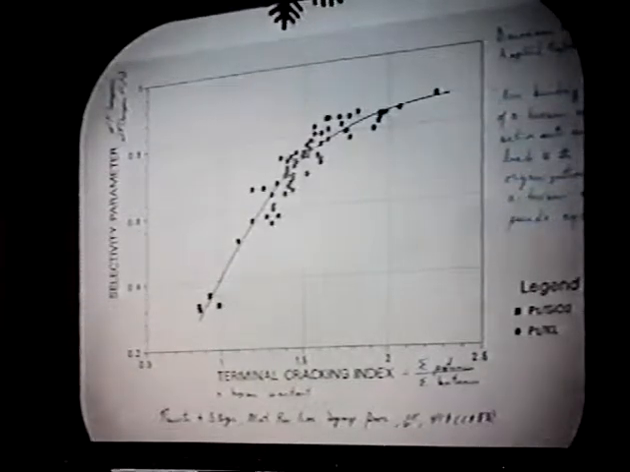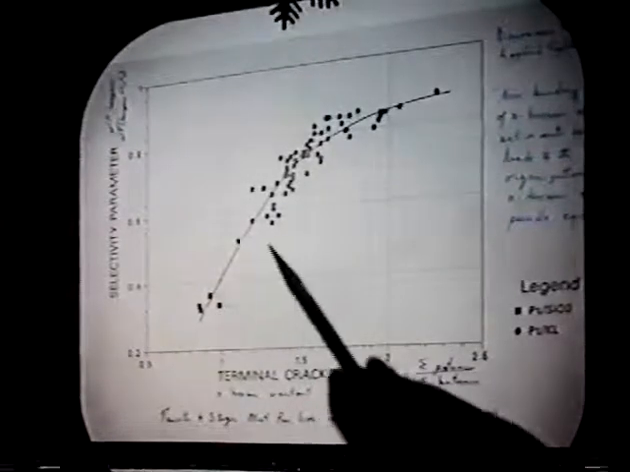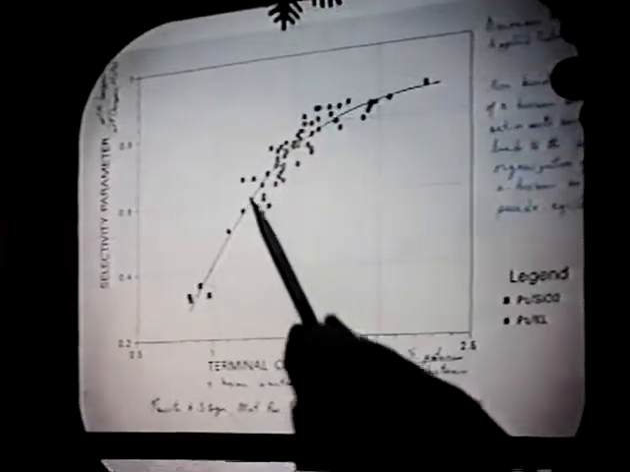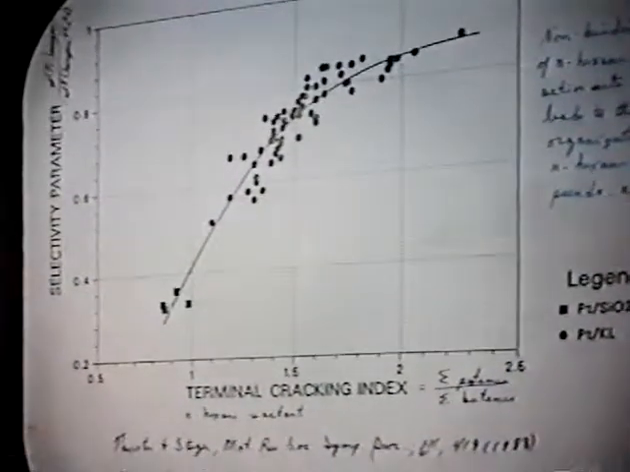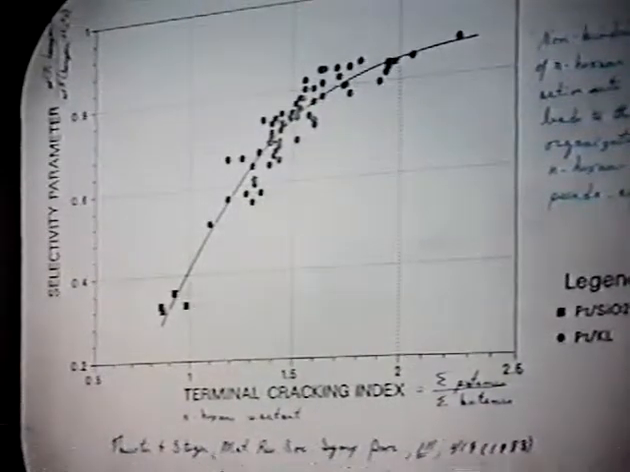It's some measure of the rate at which you just crack off the N carbon to make pentane versus cracking somewhere in between. Down here you have platinum on silica, and here you have a whole range of different potassium L-zeolite supports. And there's no question that the selectivity goes up when this terminal cracking index goes up. But the question is, is it cause and effect, or are they just two effects that are parallel with each other?